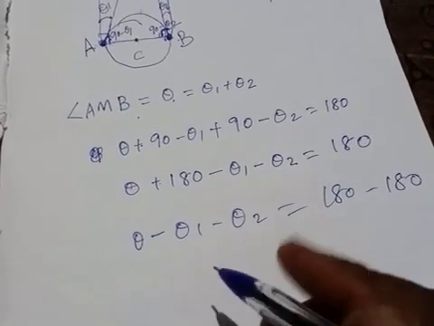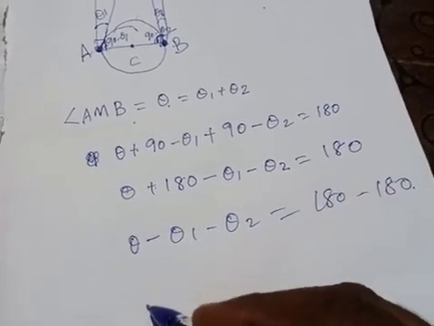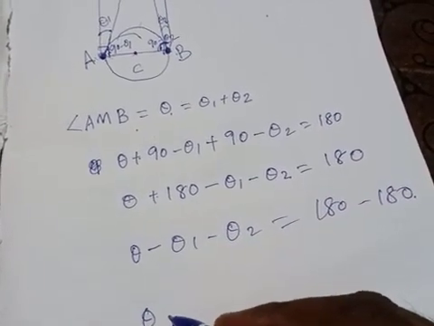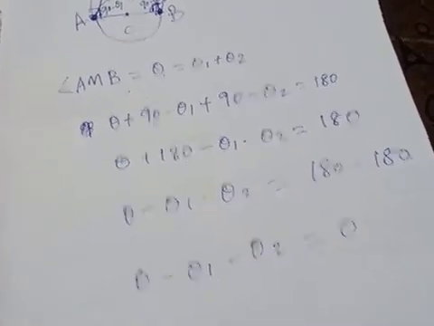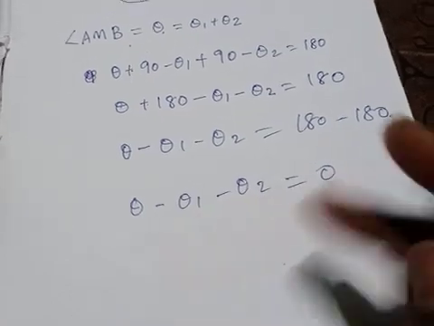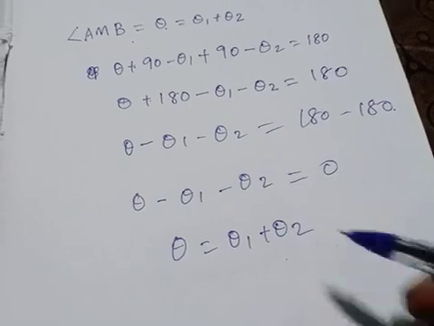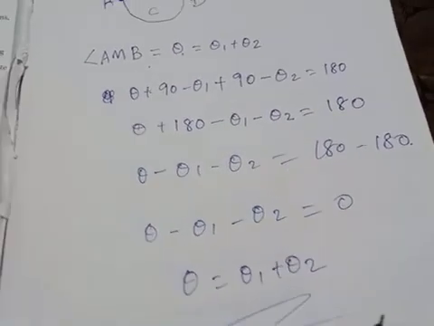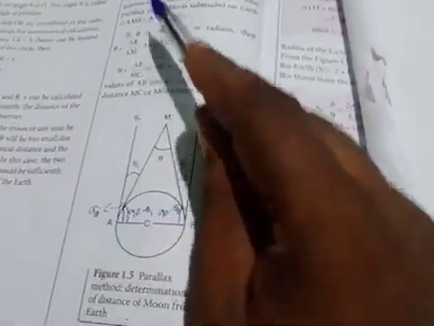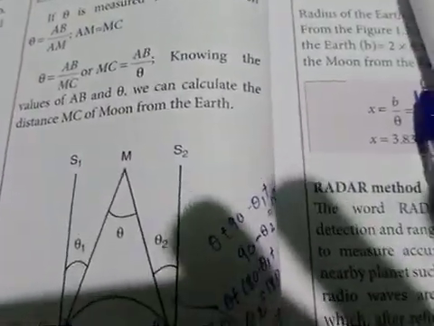Now we know that 180 minus 180 is 0. So theta minus theta 1 minus theta 2 is equal to 0. Now you need to find out the theta, so that you can write theta is equal to theta 1 plus theta 2. This is how we are getting this theta value. Theta 1 plus theta 2 is equal to theta.